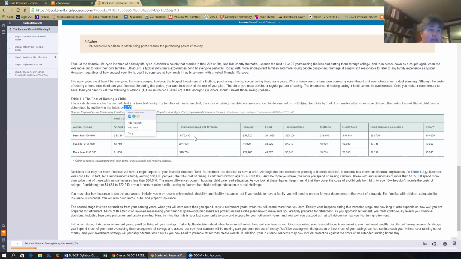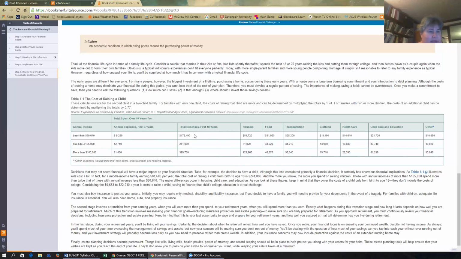So if this family had 3 kids, you take this number, let's say they have an income around $60,000, this would be the price or the cost of raising one kid. If they're raising 3 kids, times it by 3, and times it by 77%. While it sounds like annoying math, if we just get away from the math and go, this is kind of logical.